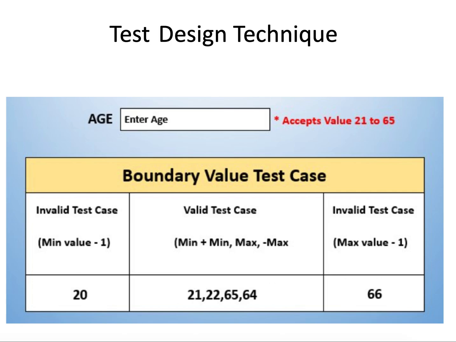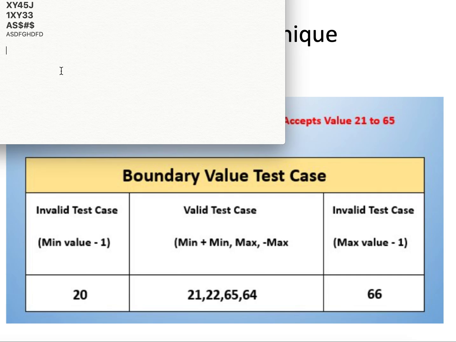So very simple. We just need to check for A, A plus and A minus. Similarly we need to check for the other value also: B, then B plus, and then B minus.